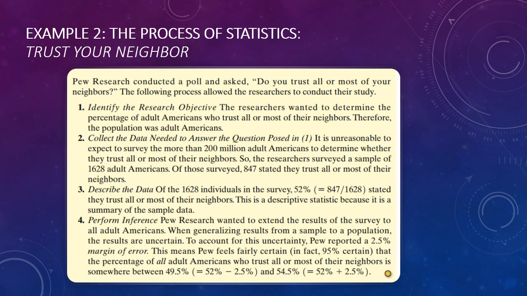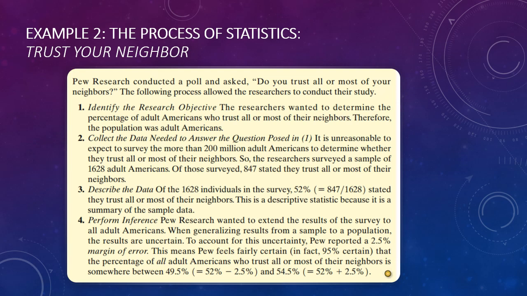And finally, to perform an inference. And this is again taking it from the sample to the entire population. Pew Research wanted to extend the results to all adult Americans. When generalizing results from a sample to a population, results are uncertain. To account for this uncertainty, Pew reported a 2.5% margin of error.